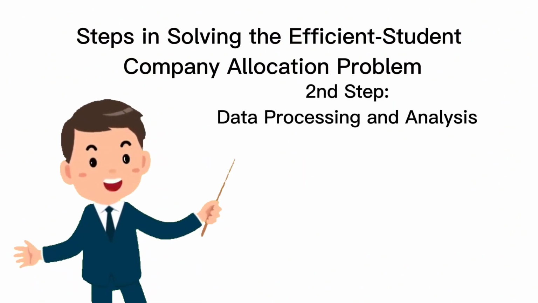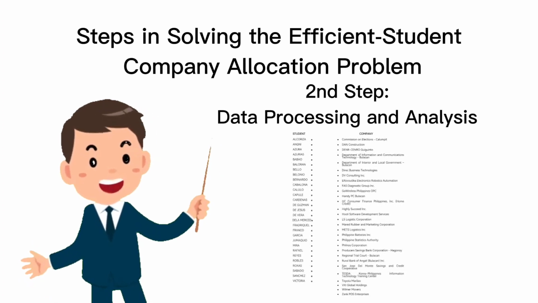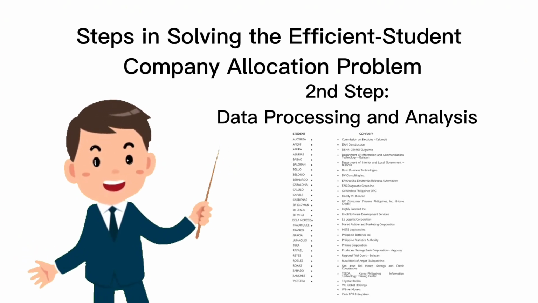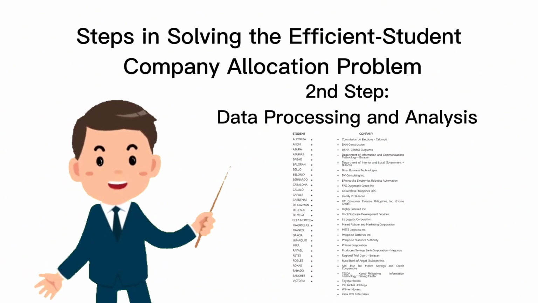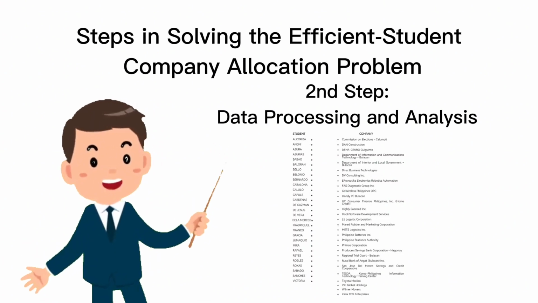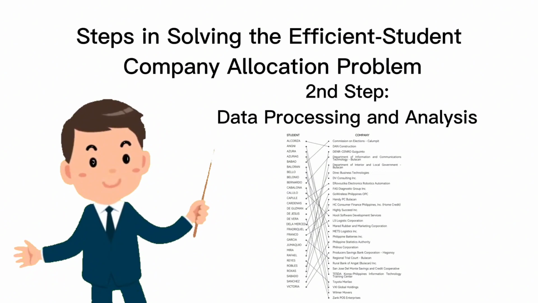Second step, data processing and analysis. The provided data does not directly indicate which company the students are matched with. To address this, a Python code was implemented, incorporating the appropriate logic and necessary information to determine the possible companies matched for each student. As a result, the following data was extracted. This data indicates which students are connected to which companies, forming an edge between them.